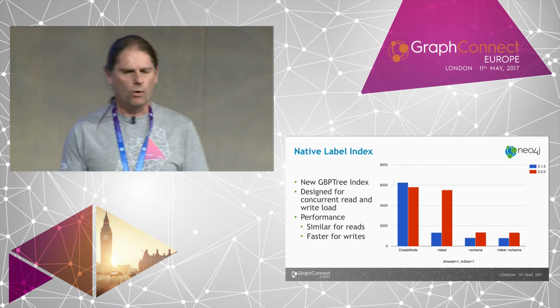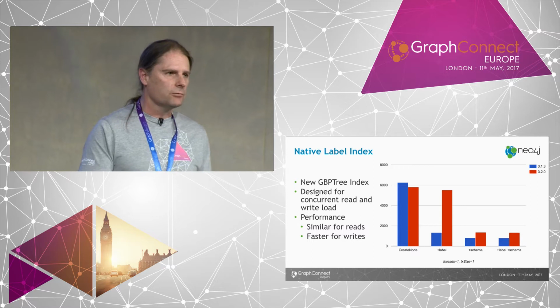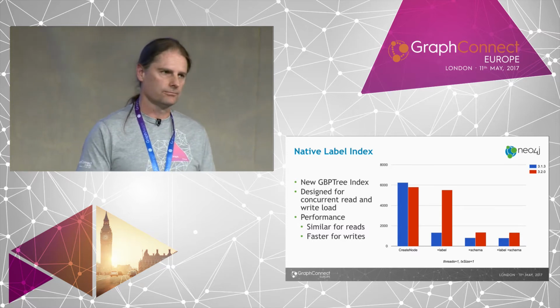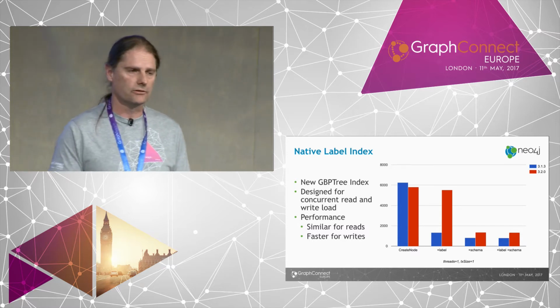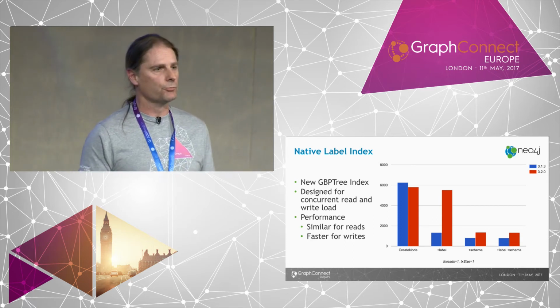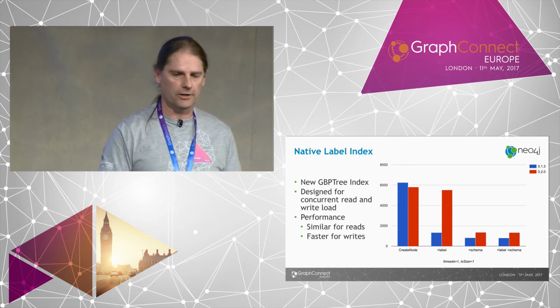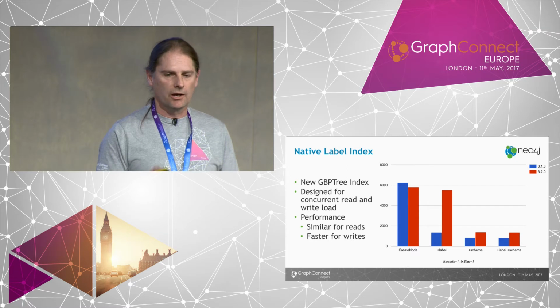That's nice. Why is it not 3 times faster? The answer is very simple. The schema index does not yet use the GB plus tree. There's a lot of reasons for that. It's going to be quite challenging to move that into the schema index. But it is an opportunity for improvement. Because it's much more complex than a label, I think it'll take some time. So I'm not sure when.